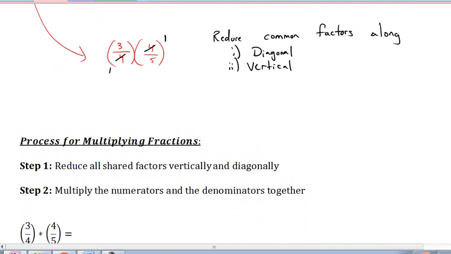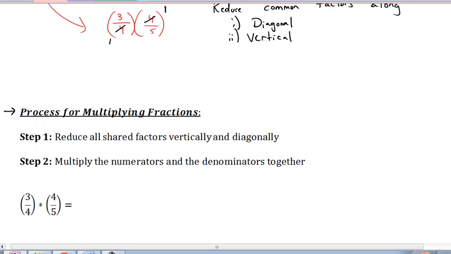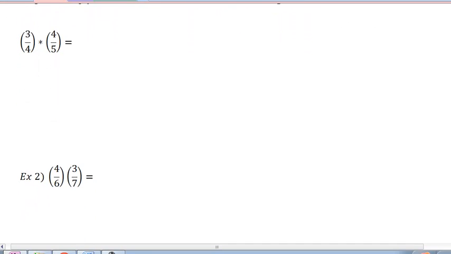And so here we can see our process for multiplying fractions. Step 1, reduce all shared factors vertically and diagonally. Step 2, multiply the numerators and the denominators together. If we reduce all those shared factors, we shouldn't have much work left to do at the end.